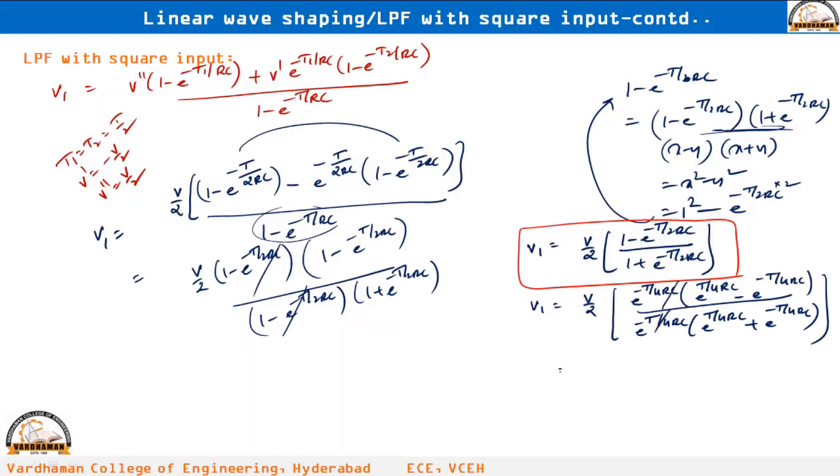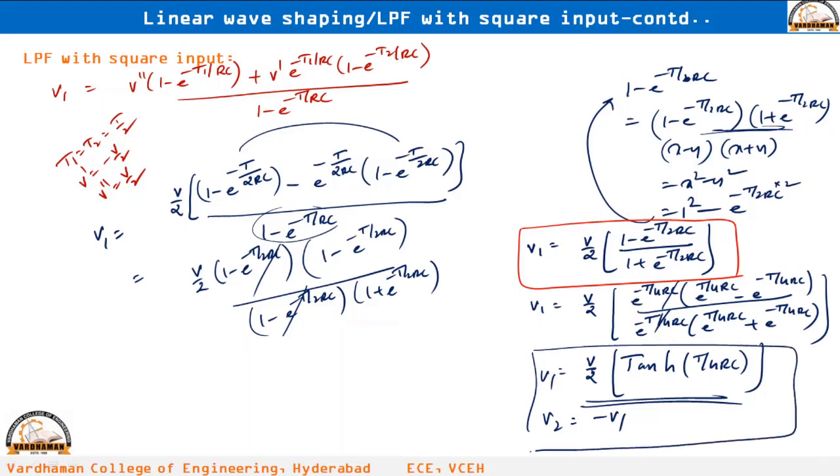These two will be cancelled, so that you will get V by 2 into the remaining part. This part is looking like e power x minus e power minus x by e power x plus e power minus x. That is actually tan hyperbolic x, where x is T by 4RC. With this, the derivation is completed. What about V2? V2 is minus V1, since it is a symmetrical square wave. So like this we get V by 2 into tanh of T by 4RC.